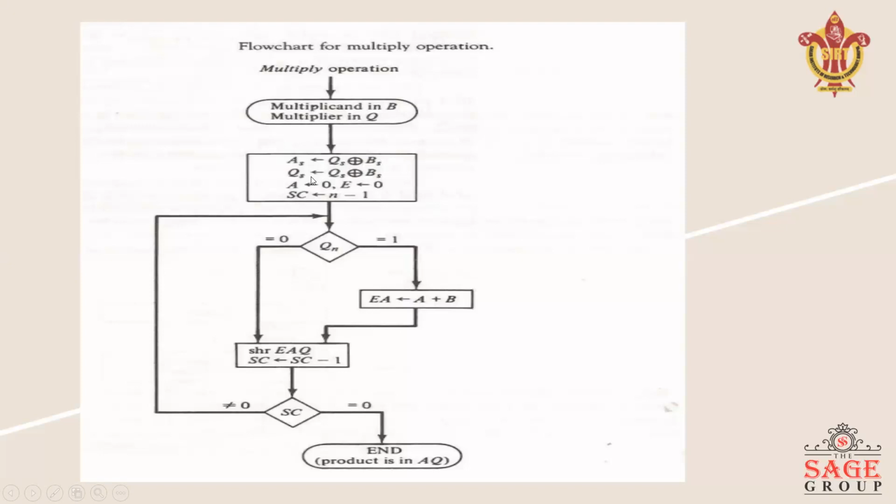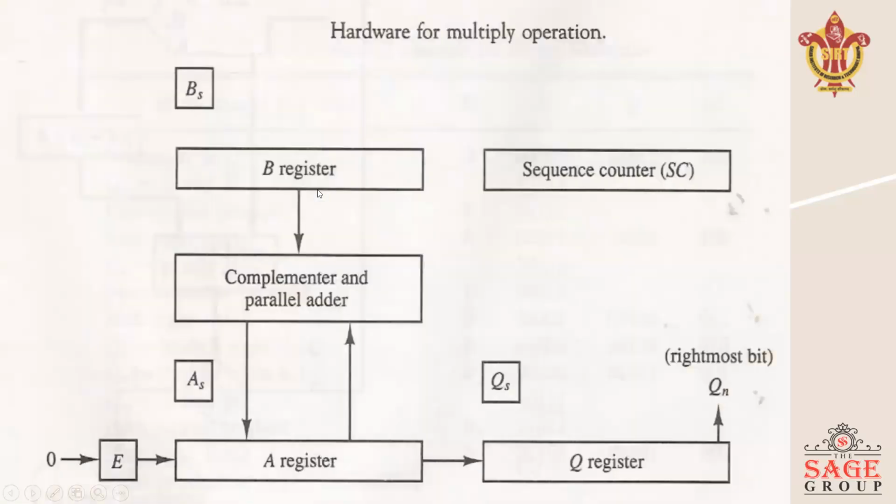For QS, the sign bit of the product, we will XOR the QS and BS. Now, what is the role of A? A is the partial product as discussed in the previous slide. Here, the A register contains a partial product.